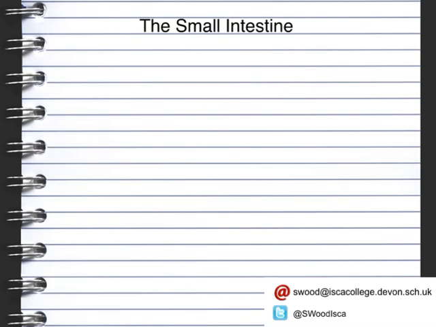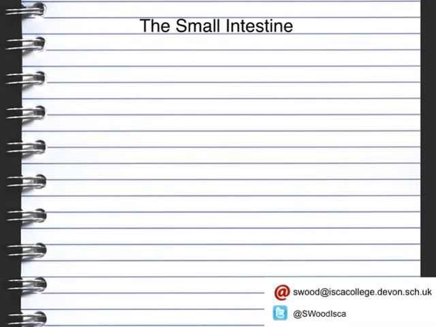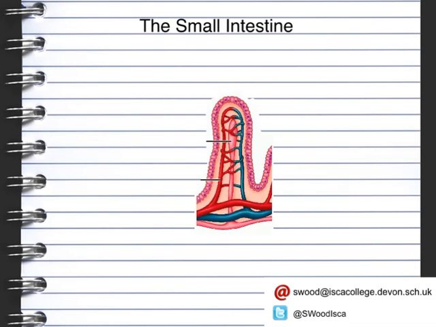Now, the small intestine, if we go back to our human here, is the section after the stomach, and this is where most of the absorption of the food happens. Now, this small intestine can be up to 7 meters long. What it's made up of is lots and lots of what we call microvilli. If we have a look at some microvilli here, you can see the shape of it.